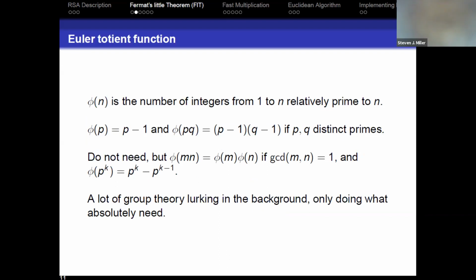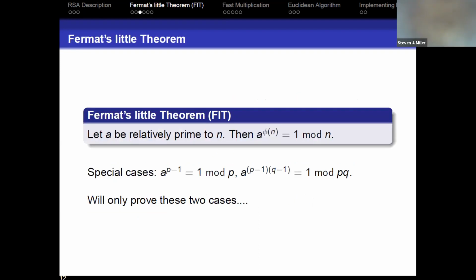So as we remember from earlier, phi of n is the number of integers from 1 to n that are relatively prime to n. We've decided that we're going to look only at primes and products of distinct primes, and we get phi of p is p minus 1, and phi of pq is p minus 1 times q minus 1. Okay, great. Now, we don't need it, but as I've remarked, a really good exercise is to prove the function is completely multiplicative. There's a lot of group theory lurking in the background, and we'll just advance and ignore it.